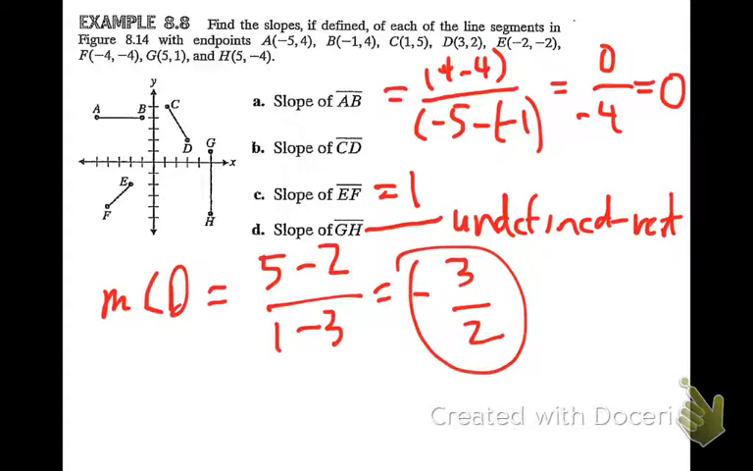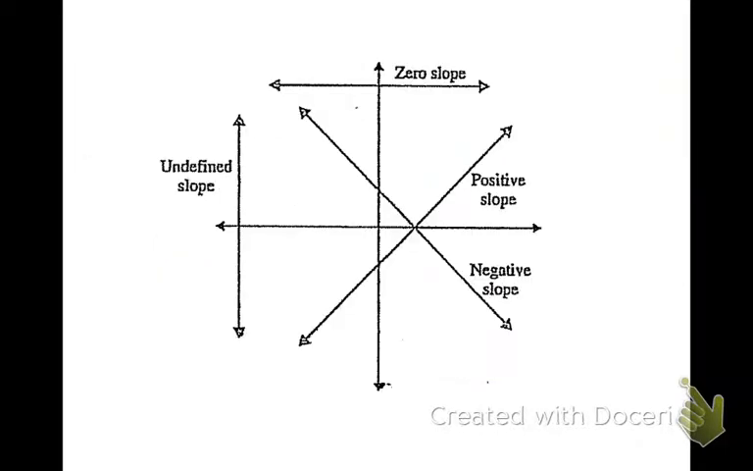All right. So there's a summary of the different slopes. Horizontal is 0, vertical is undefined, and we have positive and negative slopes.